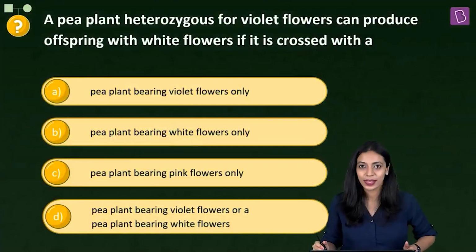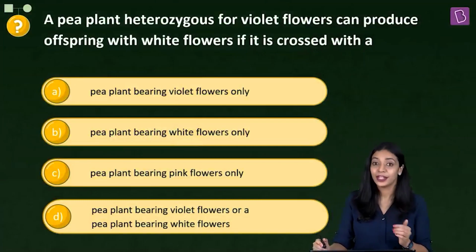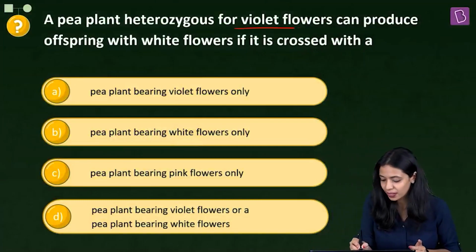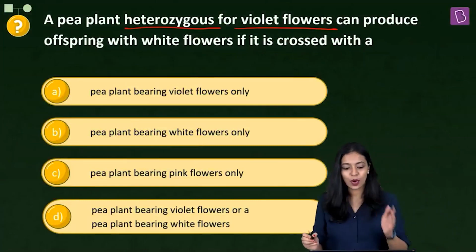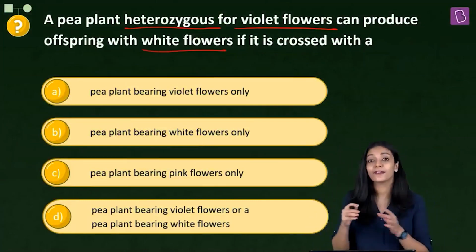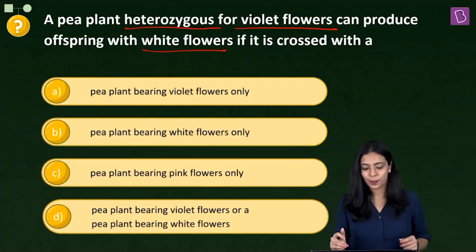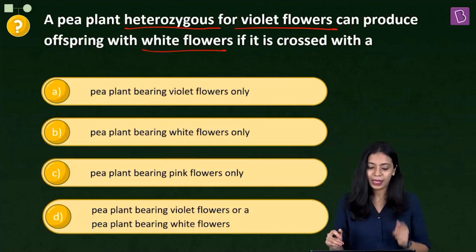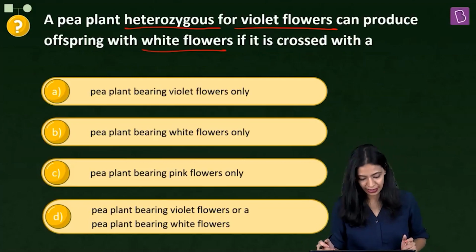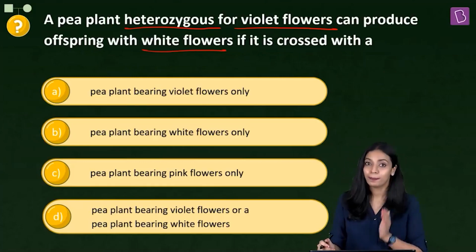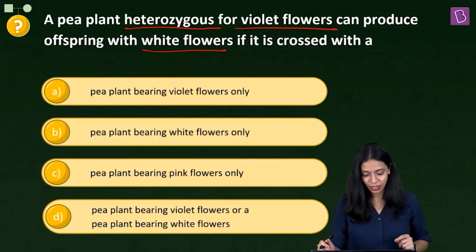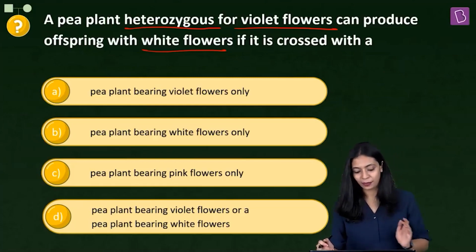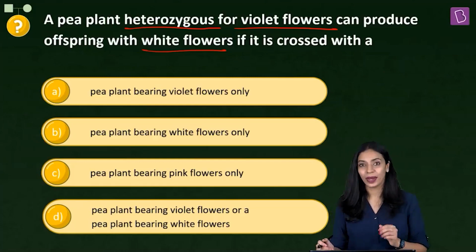Let's take a look at this question. A pea plant heterozygous for violet flowers can produce offspring with white flowers if it is crossed with a. In the options, we have pea plant bearing violet flowers only, pea plant bearing white flowers only, pea plant bearing pink flowers only, and option D, pea plant bearing violet flowers or a pea plant bearing white flowers.